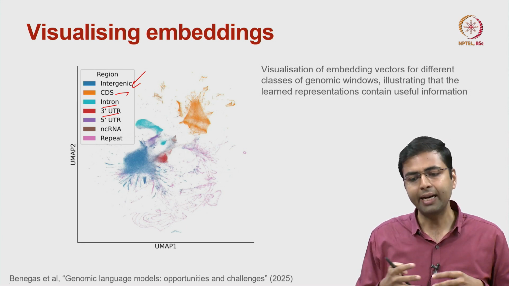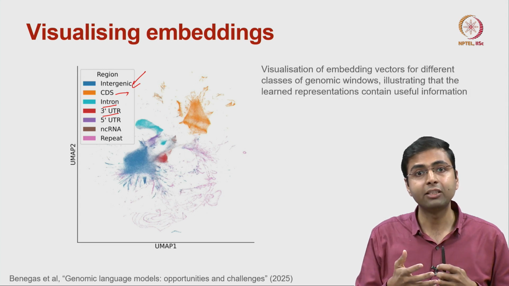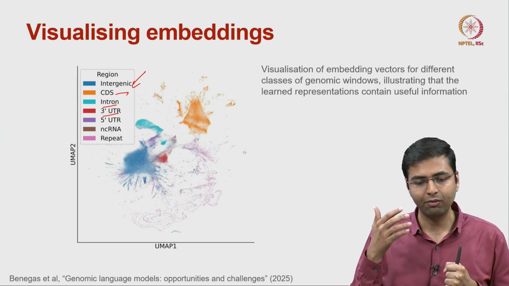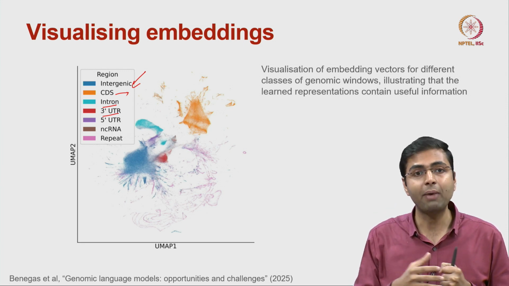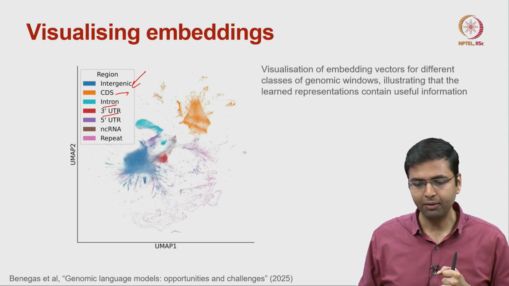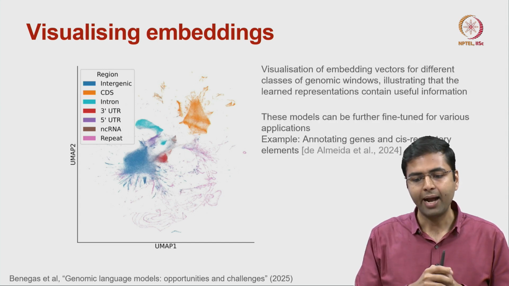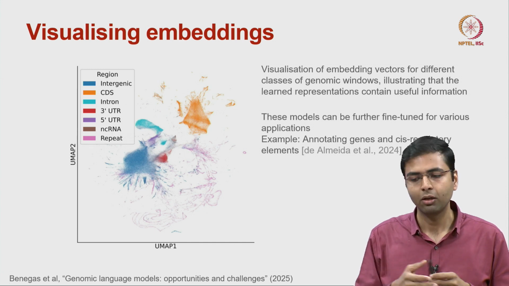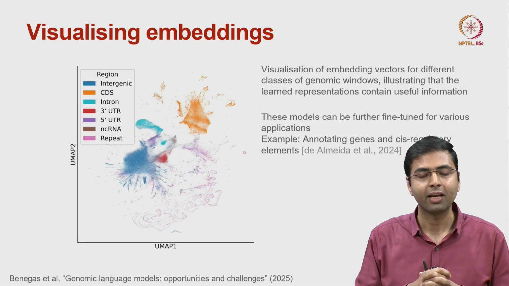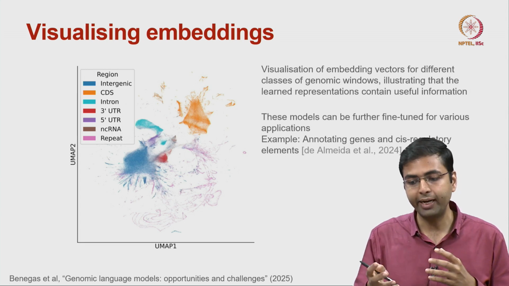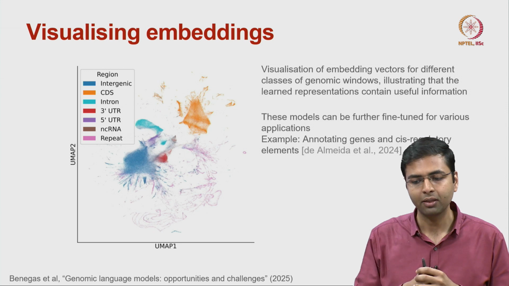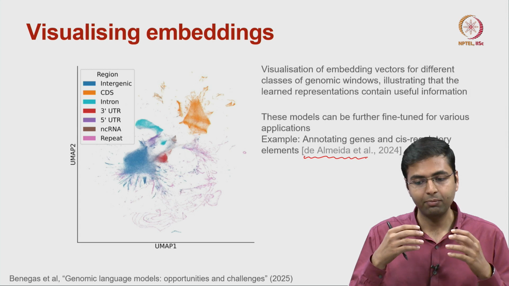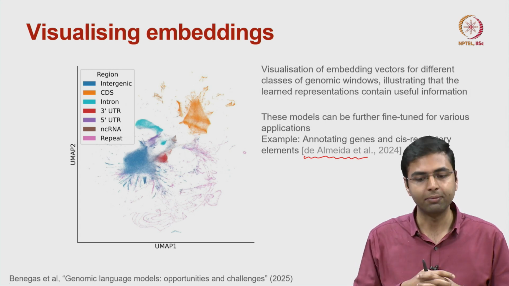So what this illustrates is that the model has learned useful representations for different classes of genomic windows in an unsupervised manner, and these embeddings may be useful for further downstream applications as well. So for example, using transfer learning techniques, I can use these pre-trained models and further fine tune them for various downstream applications. An example is, let us say I want to annotate genes and cis-regulatory elements of the genome, and as an example this was done in a 2024 paper by further fine tuning a DNA language model.